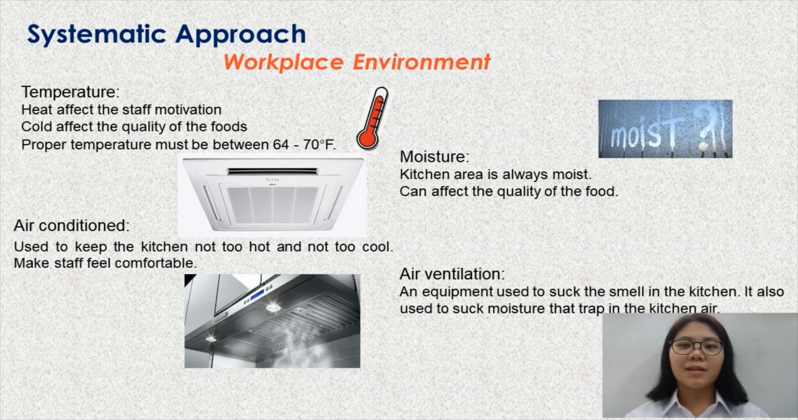As for moisture, the kitchen area is always moist. It can affect the quality of the food. As for the air conditioning in the back of the house, it is used to keep the kitchen not too hot and not too cold either, to make the staff feel more comfortable. Air ventilation is equipment used to suck the smell out of the kitchen. It is also used to suck the moisture that is trapped in the kitchen air.